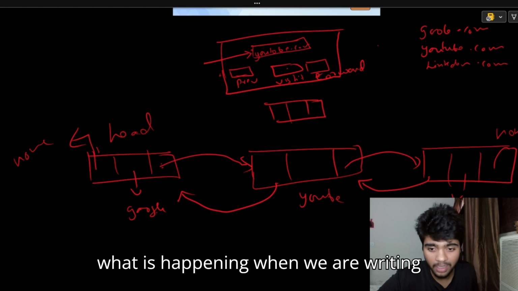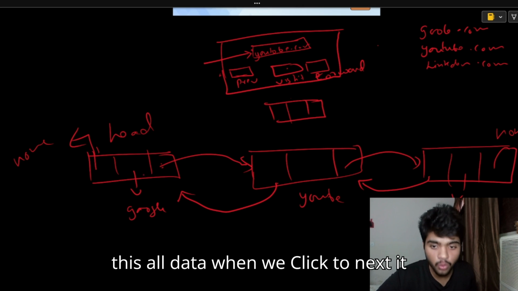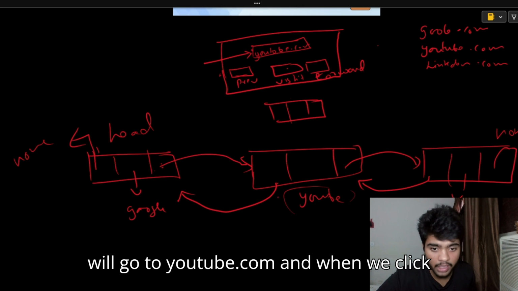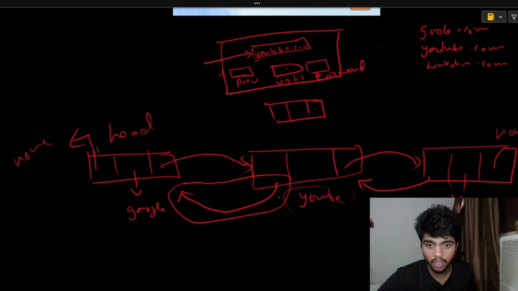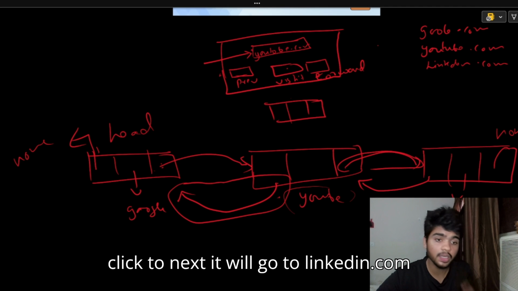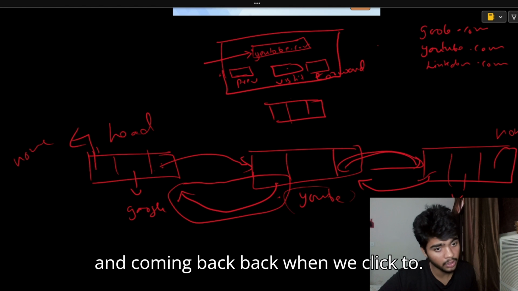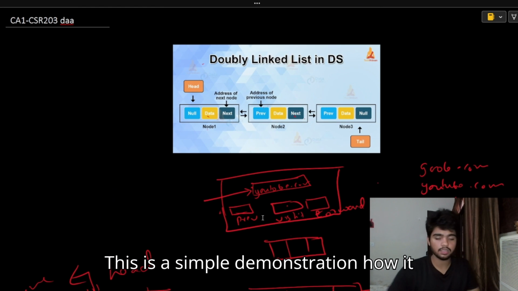So what is happening when we write google.com? When we click next, it will go to youtube.com, and when we click previous, it will go back to google.com with the help of this reference. Similarly, with the next reference, after we go to youtube.com and click next, it will go to linkedin.com, and coming back, clicking previous goes back to youtube.com. This is a simple demonstration of how it works.